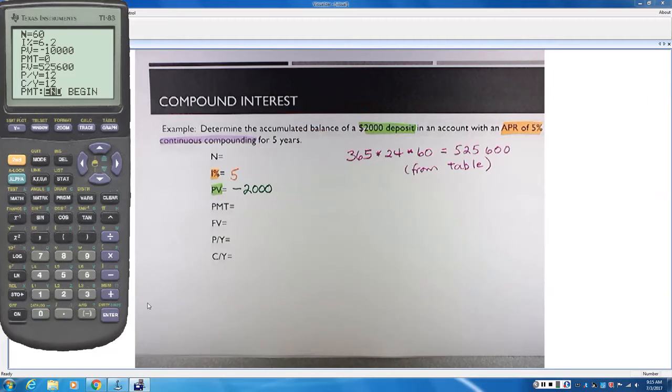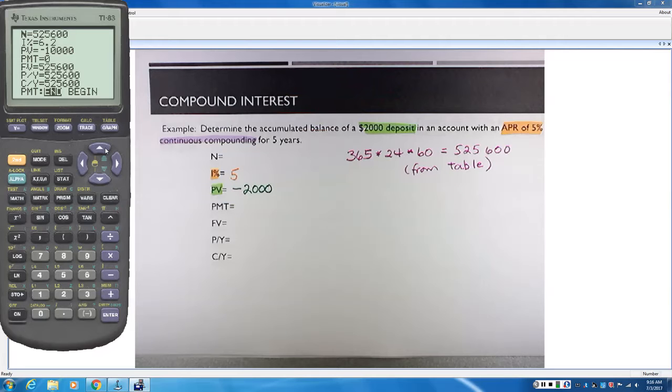And I will give you that table on your test. You can have that table copied on your note card on your test. That's not cheating. So that means that the number of compoundings per year is 525,600. And that's what's going to go down here for the payments per year and for the compoundings per year.